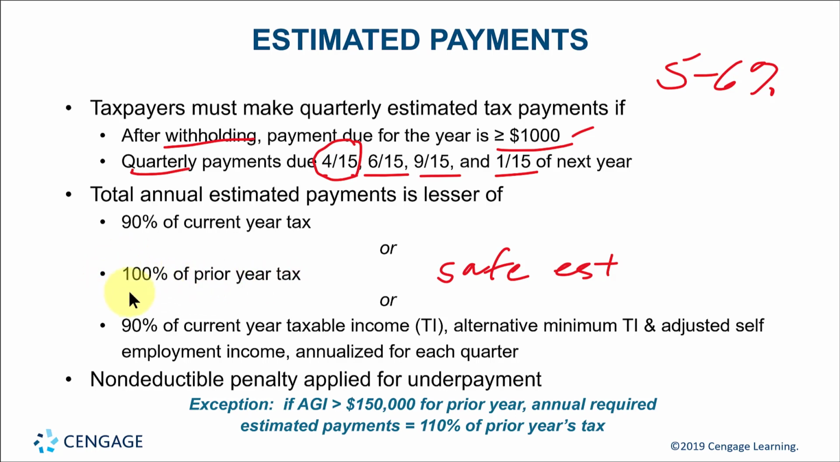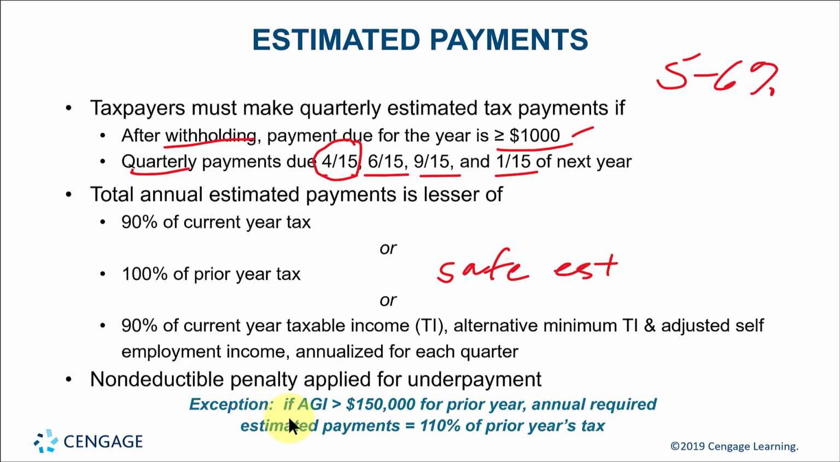Let's go back to this one here, this 100% of the prior year. For most people, this is what they do. They use a safe estimate. They take that prior year tax and again divide it up by 4, and they make 4 monthly payments. That's not counting any withholding. If you have withholding, again, you take 100% of the prior year minus out last year's withholdings and divide the balance by 4, and you make 4 payments on these dates here.